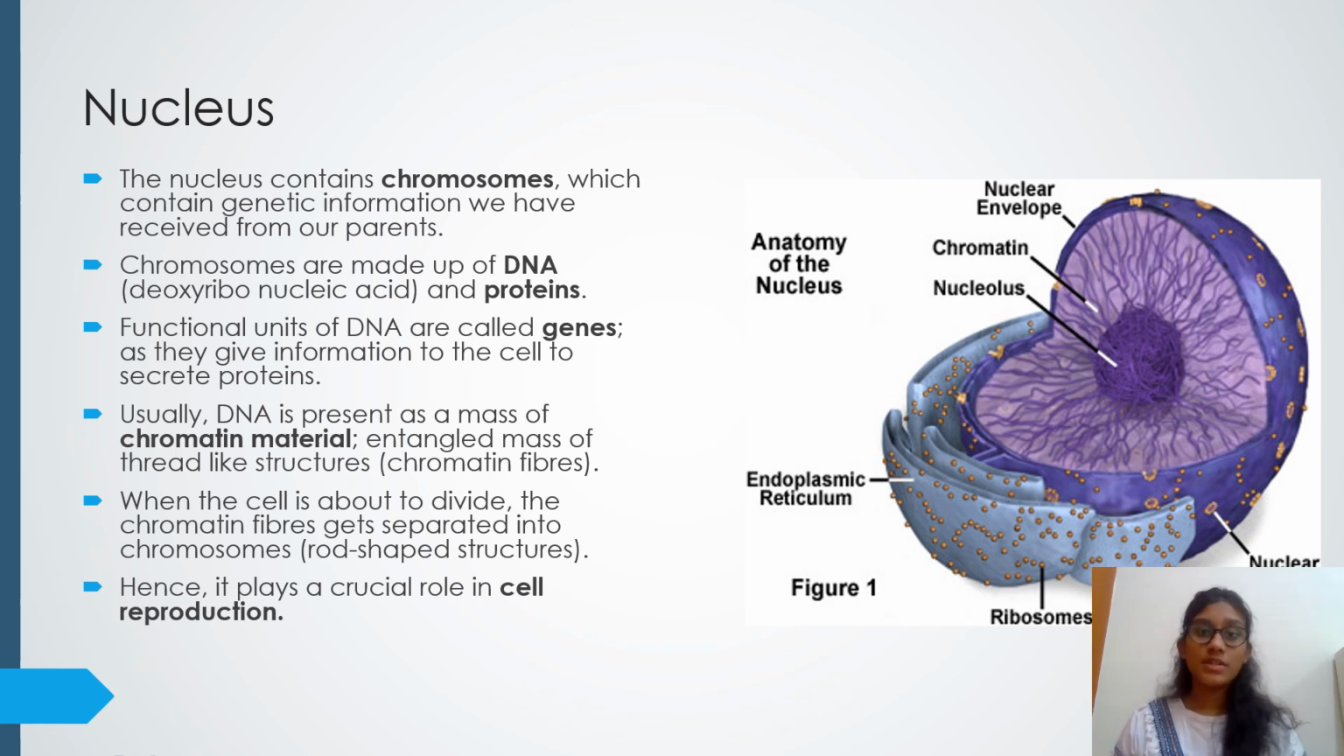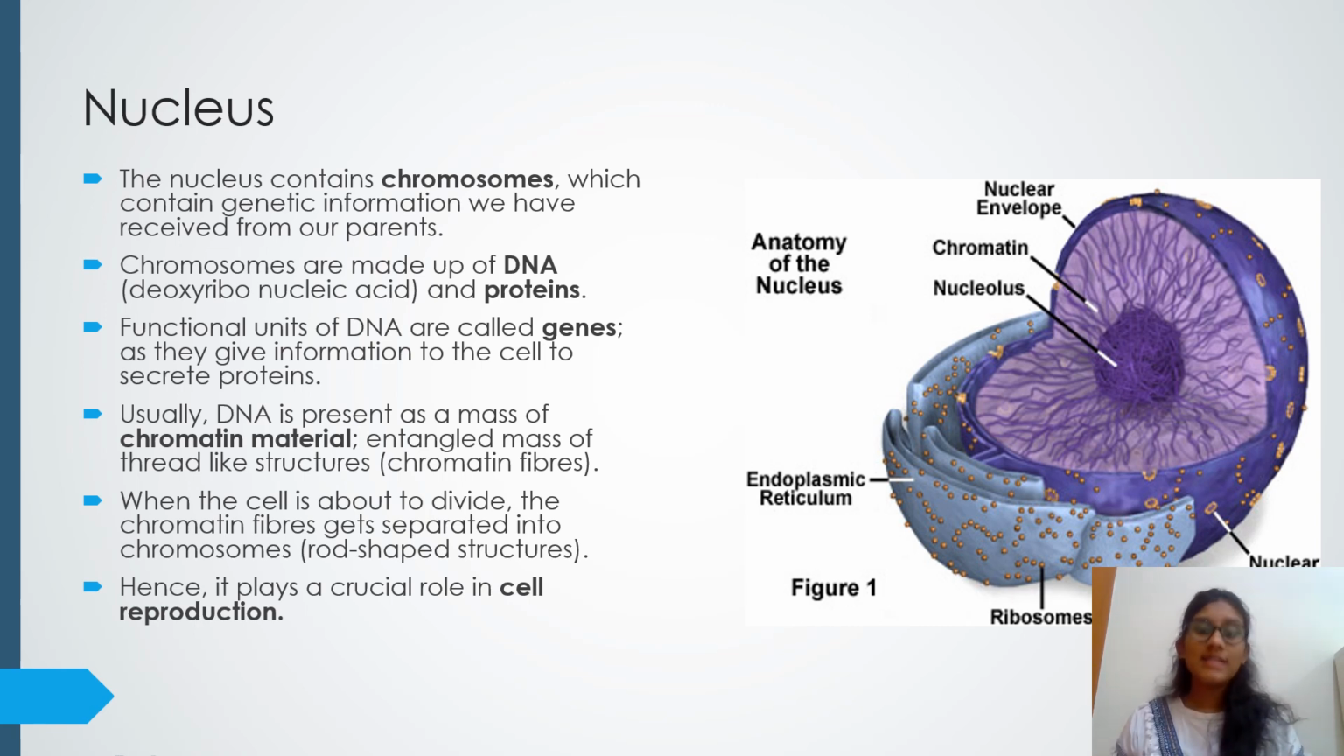Let us move on to the next cell organelle. It is the nucleus. It is sort of like the brain of the cell. It contains our genetic material called the chromosomes. Chromosomes are made up of DNA and proteins. DNA consists of its functional unit called genes. Now, it is called the functional unit because it gives the information to the cell to secrete proteins. The importance of these proteins will be learnt in higher classes.